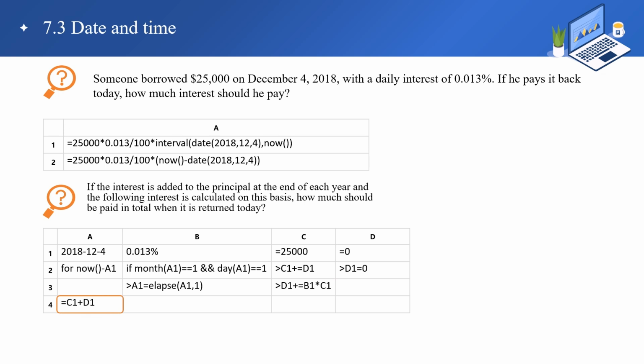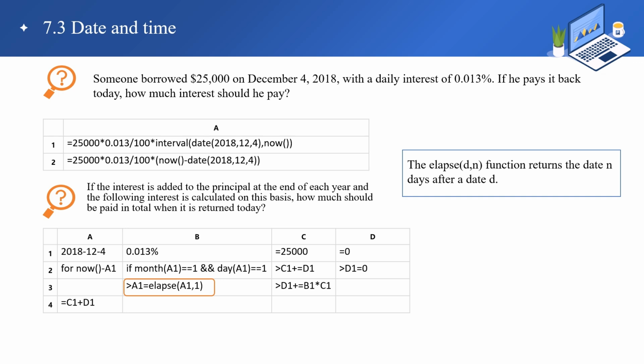It should be noted that in cell B3, the elapsed d(n) function returns the date n days after a date d. With this action, the loop can run normally. Like interval, elapse has many options to control accuracy. Moreover, when the accuracy is days, it can be expressed directly by addition. That is, cell B3 can be simply written as >A1=A1+1, or even >A1+=1.